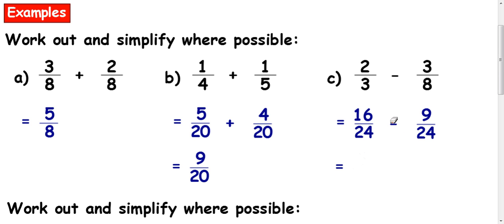Now remember there's a takeaway there. It's really easy if you've been doing adding sums. 16 take away 9 is 7. So the answer is 7 over 24.